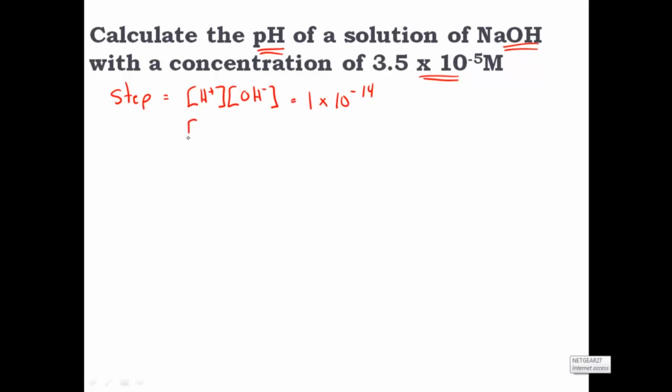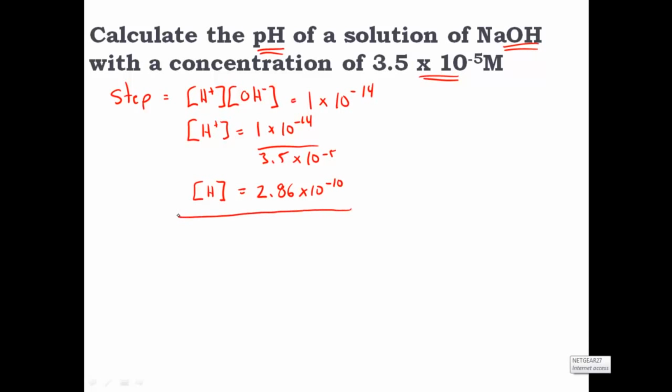Step 2, a little rearrangement as we always do. The H plus is going to be equal to 1 times 10 to the negative 14th divided by my hydroxide concentration of 3.5 times 10 to the negative fifth. And we solve the numbers and end up finding out that the hydrogen ion concentration is 2.86 times 10 to the negative 10th. Awesome, dudes. That's part 1 here. That's my first part of this one.